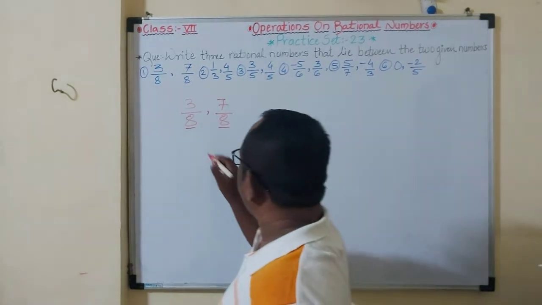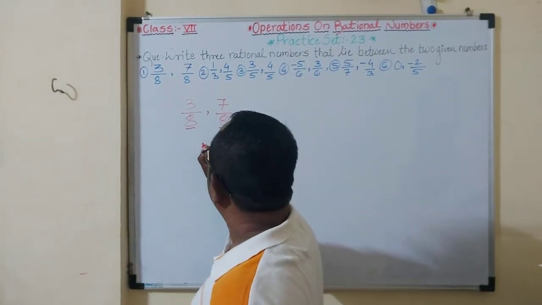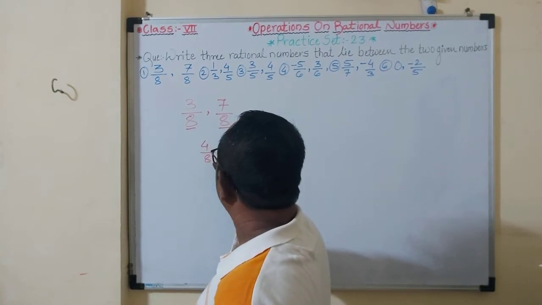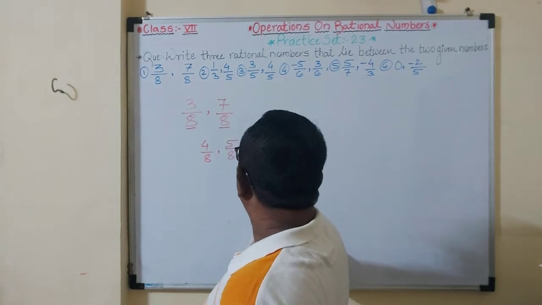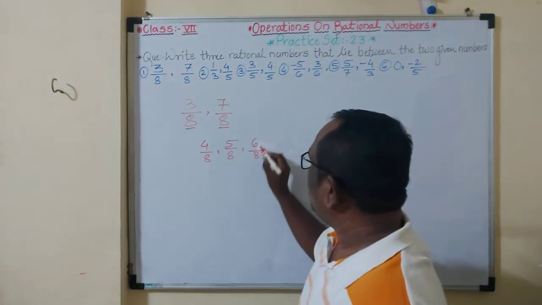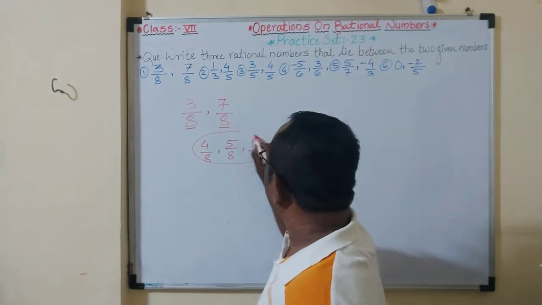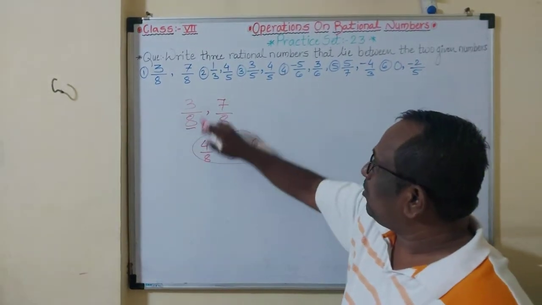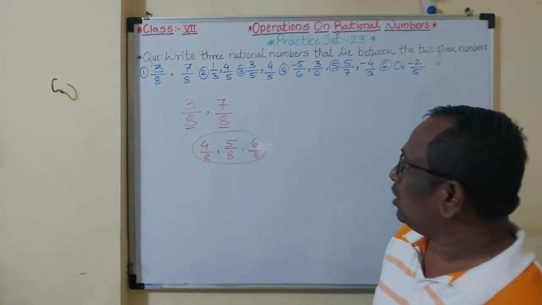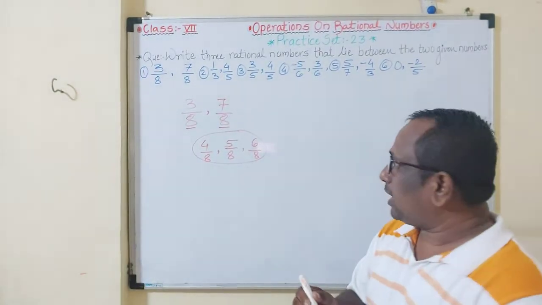Just see first. Now 3/8. So after 3/8, 4/8, 5/8, 6/8, and then 7/8. So these are the three numbers that lie between 3/8 and 7/8. So how do you write this?